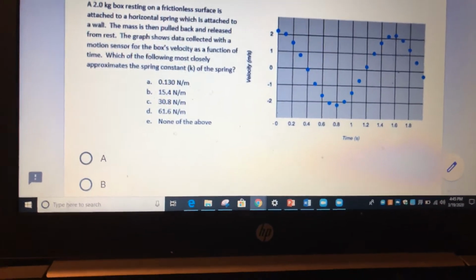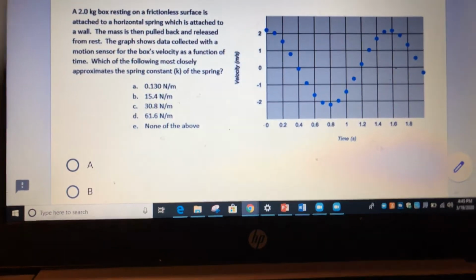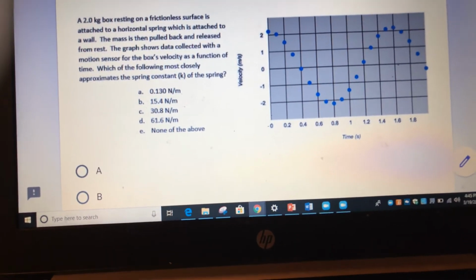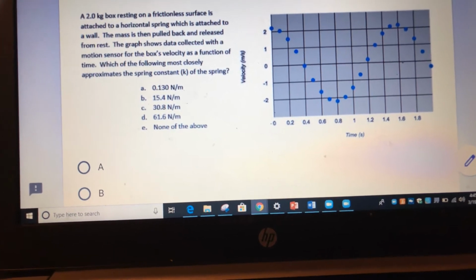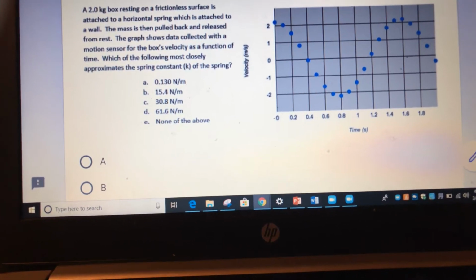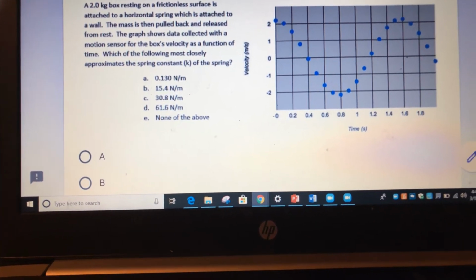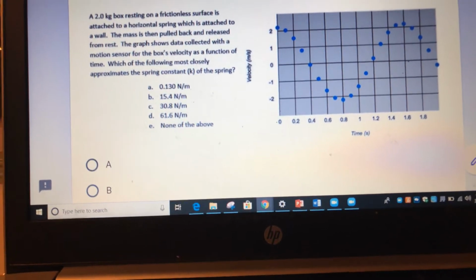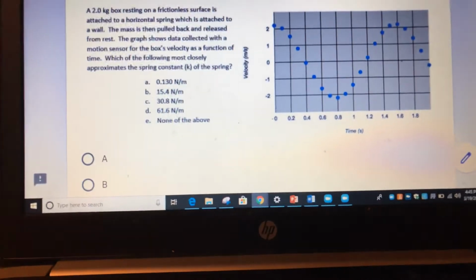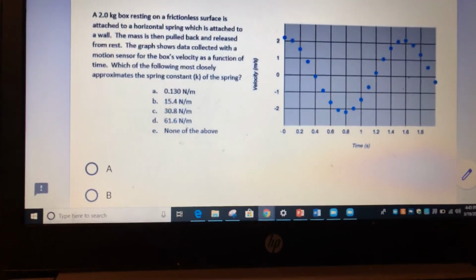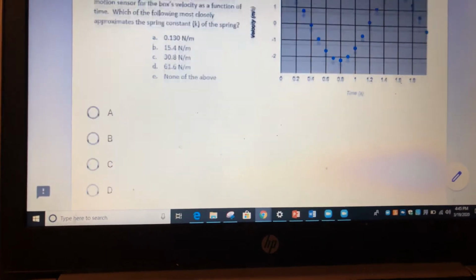Then you just have to do the math. You could have made an algebra mistake possibly, but the period is 1.6, so it would be 1.6 equals 2 pi times the square root of m over k, and m was 2. You had to do some algebra there to solve for that. I know some of you were having trouble with the algebra in that equation, but that's where that one came from.